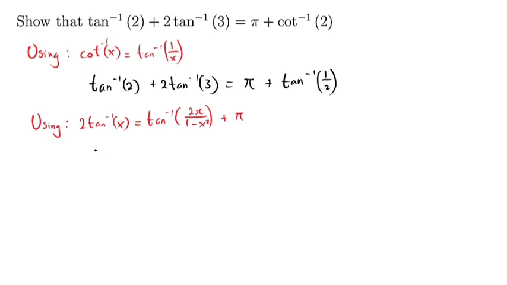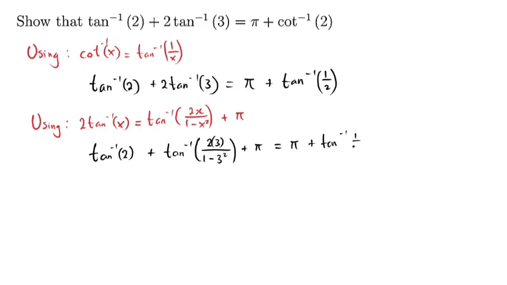So what we're going to have now will be tan, like this as it is, then plus, for this part here, I'm using this identity, which is tan inverse. Now remember, x is 3. So we'll say 2 times 3 divided by 1 minus 3 squared, plus pi. And this is equal to pi plus the tan inverse of half. So this is where we are now.